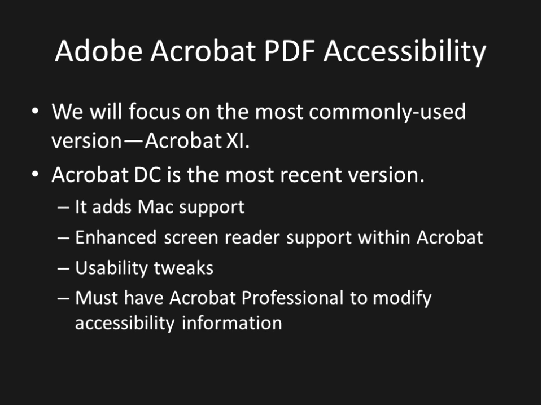It also enhances screen reader support within Acrobat. So if you're on a Mac, PDF documents can start to have some accessibility and just be more usable. But just keep in mind, regardless of the version you're working with, you must have Acrobat Professional if you're going to modify accessibility information. That's also applicable to Acrobat DC. You must have the professional version if you're going to make any changes or additions to accessibility within PDF documents.